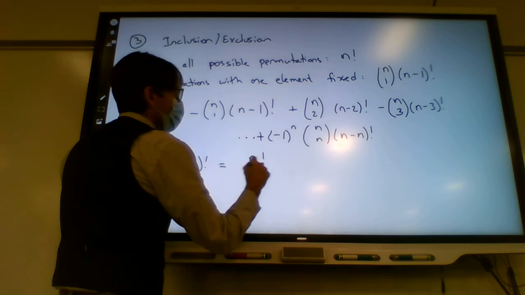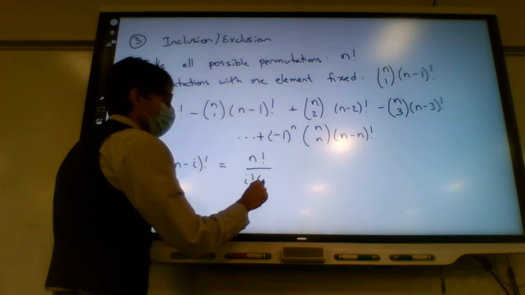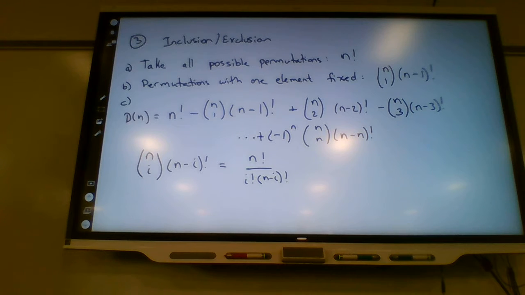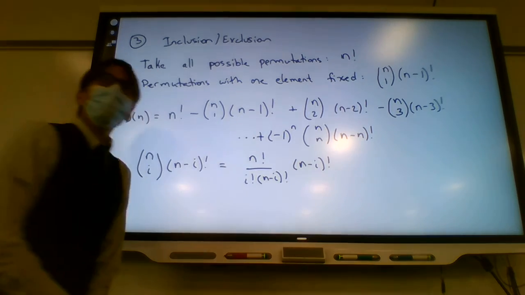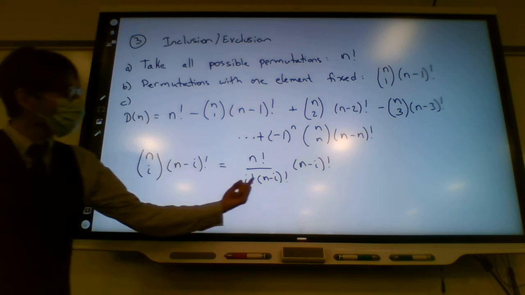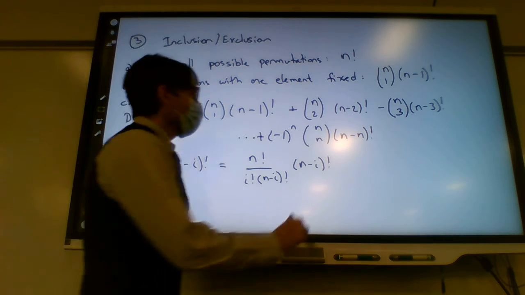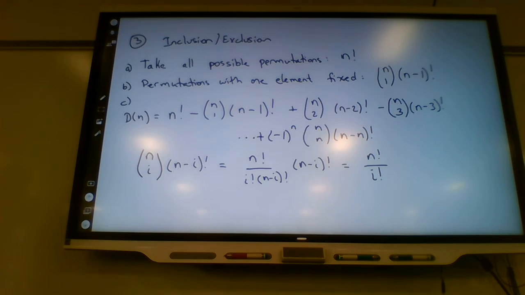n choose i is n factorial over, is it i factorial times n minus i factorial? Right? Yeah. n factorial over i factorial times n minus i factorial. Then times n minus i factorial. So what happens? That reduces, doesn't it? And so what are all of these pieces? All of these pieces are really n factorial over i factorial. So what does that do to our formula? It's going to simplify our formula.